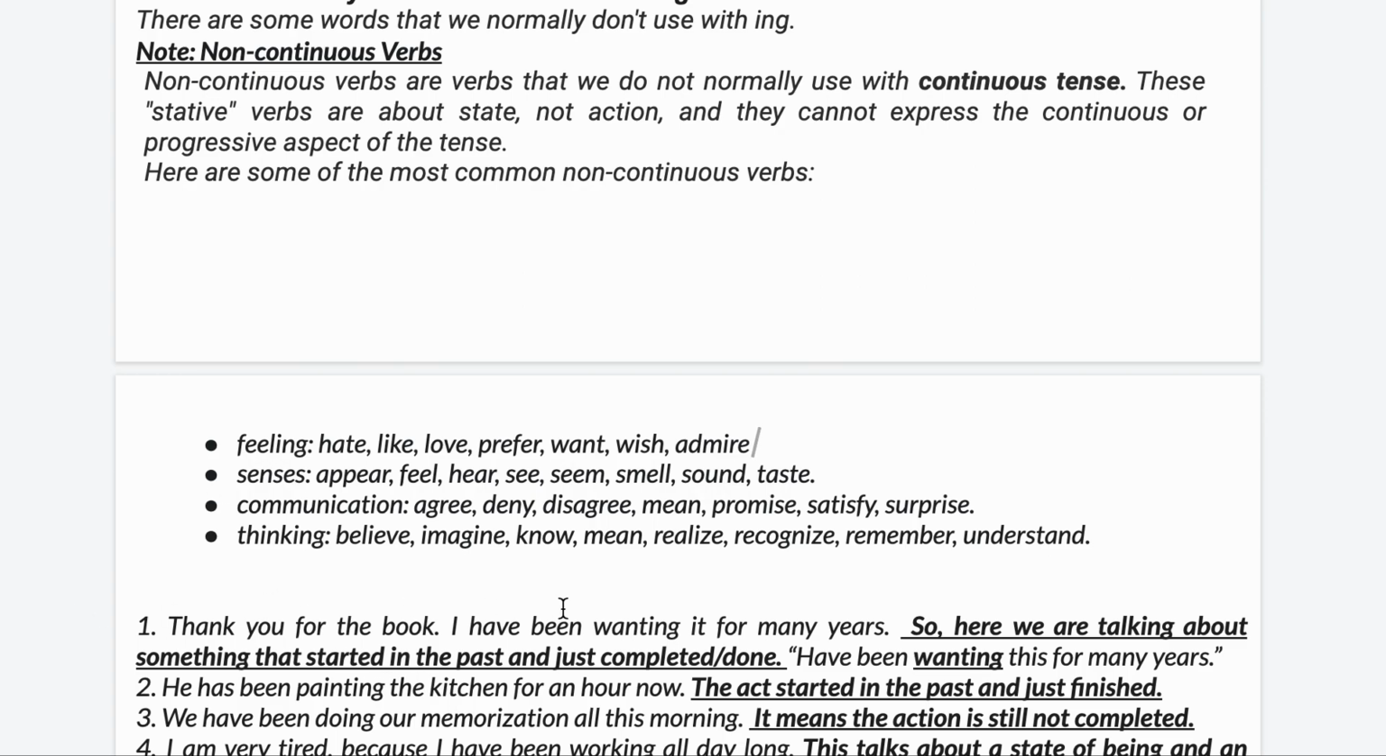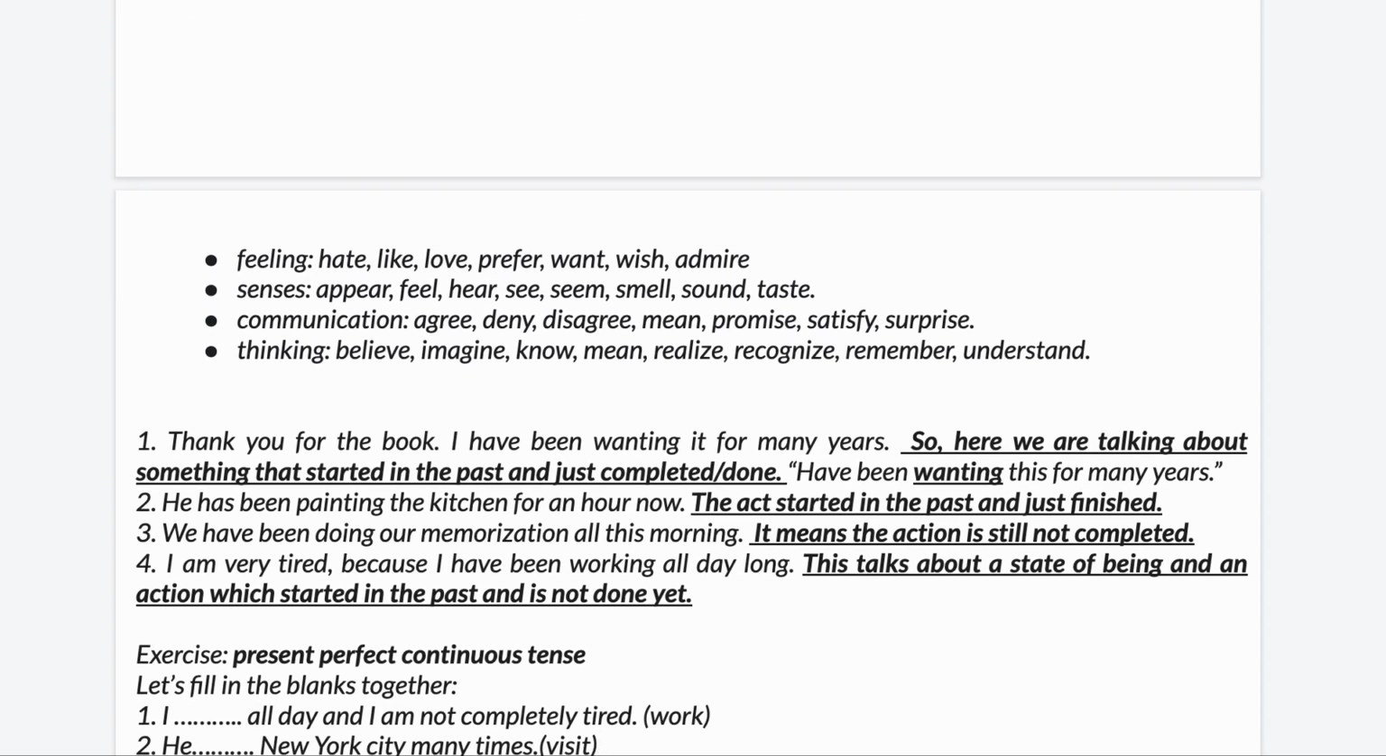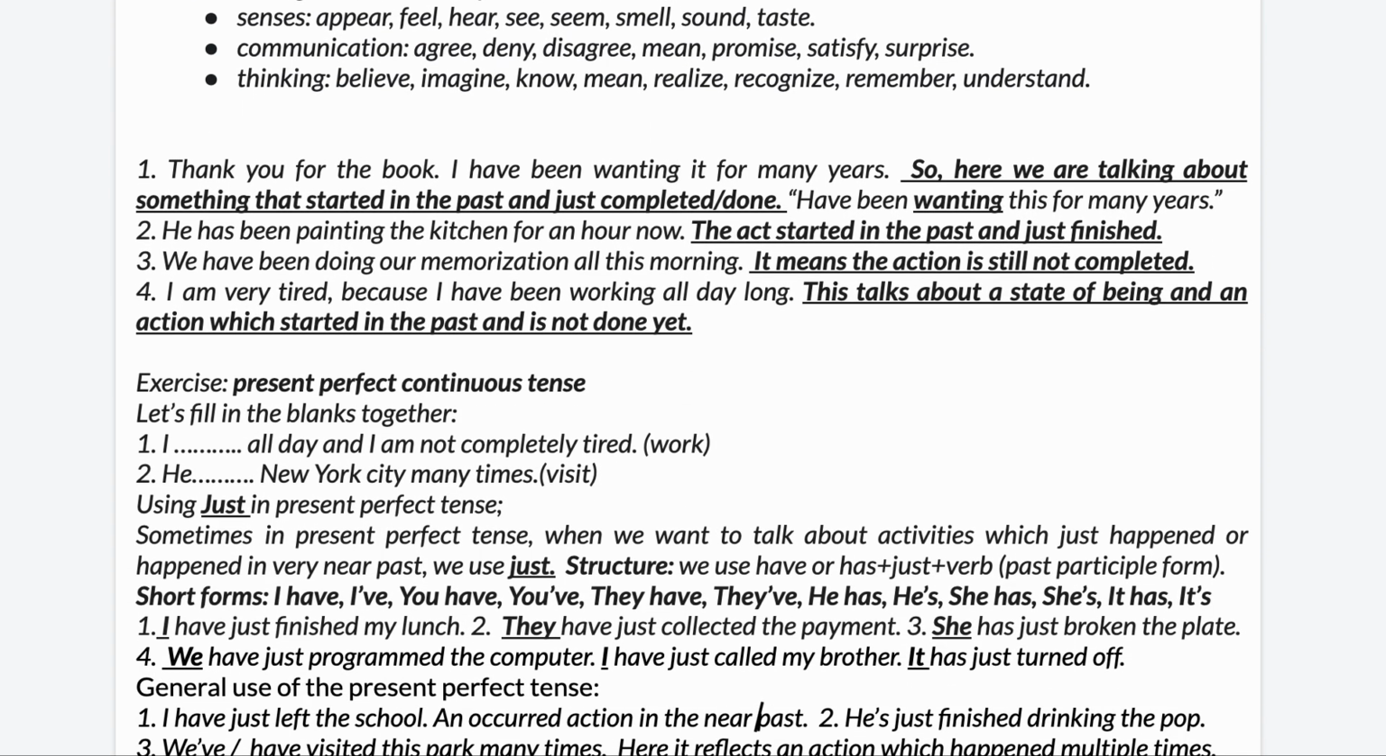Now I have tried to explain these in more detail with examples. Pay attention to my examples here. I have also underlined these explanations in order to explain it to you guys. So it says, thank you for the book. Okay, this is a sentence. Thank you for the book. I have been wanting it for many years. So this is want plus the ing form.